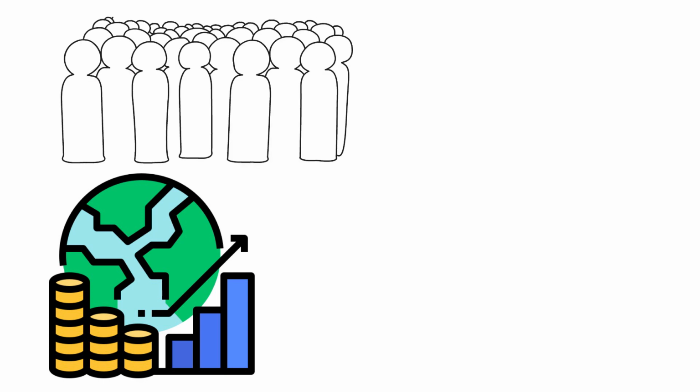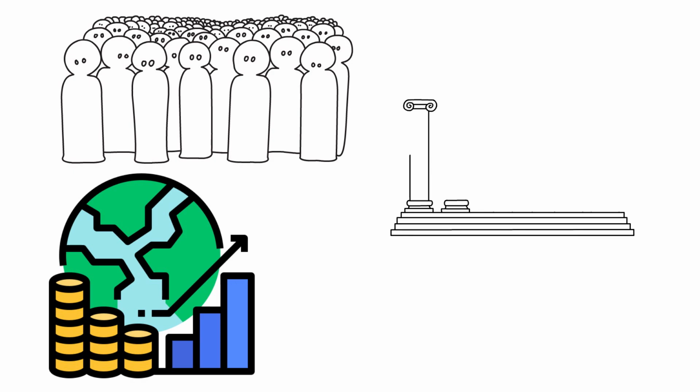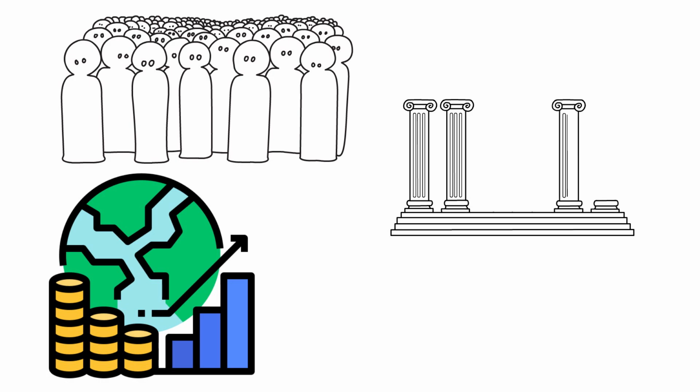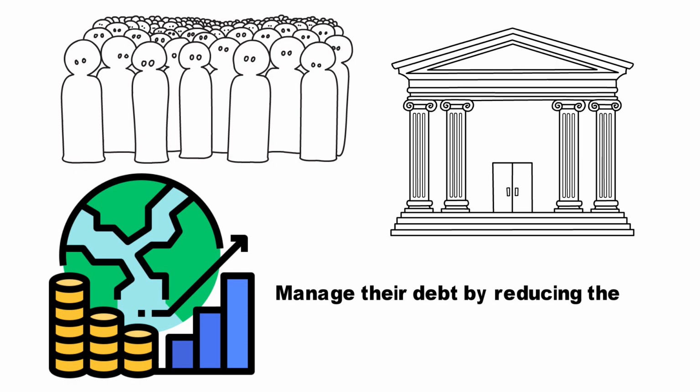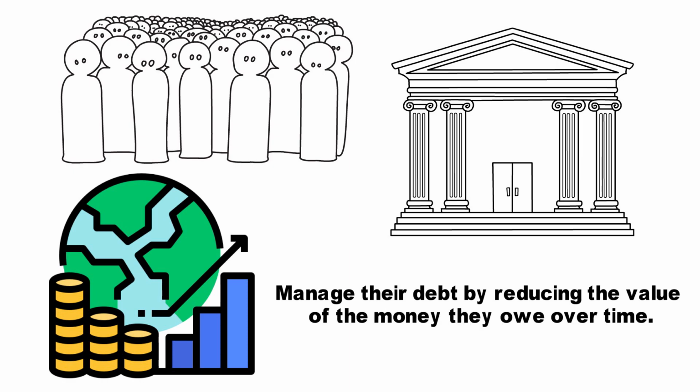In fact, a certain level of inflation is considered healthy for the economy. This is because a moderate level of inflation can encourage spending and investment, as people are incentivized to spend money now before prices go up further. Additionally, a moderate level of inflation can make it easier for governments to manage their debt by reducing the value of the money they owe over time.